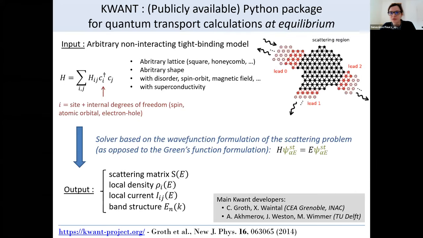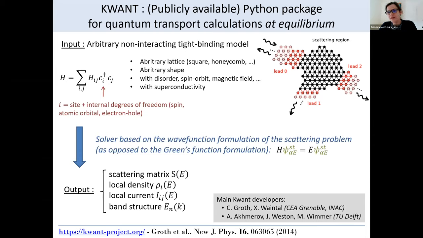So let's start with Kwant, which describes electronic quantum transport without time-dependent perturbations. It has been developed in Grenoble and Delft in the groups of Xavier Waintal, Anton Akhmerov, and Michael Wimmer. The code is open source, so you can download it at this address. The goal with Kwant is to simulate electronic quantum transport in any microscopic device which can be described by a non-interacting tight-binding model. So the input Hamiltonian is quadratic, but otherwise fully arbitrary.